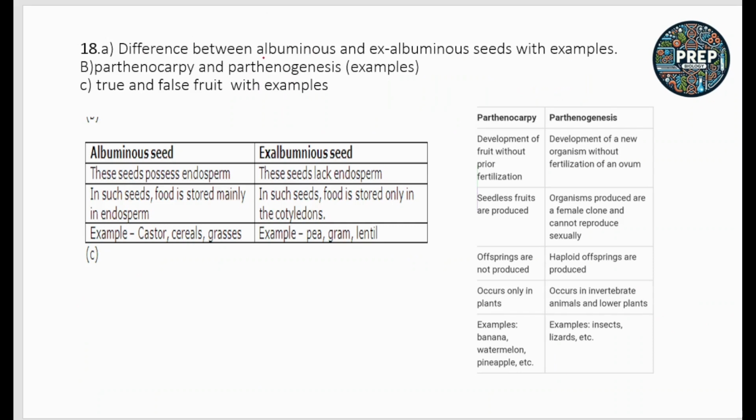what is the difference between albuminous and ex-albuminous seeds? We know that albuminous seeds possess the endosperm, while ex-albuminous seeds lack the endosperm. Examples are also very important. Next, parthenocarpy and parthenogenesis. Parthenocarpy is the development of fruit without fertilization, and parthenogenesis is the development of a new organism without fertilization of an ovum. So the difference is very important.